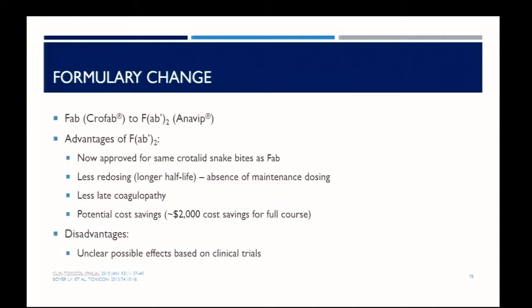So based on the formulary change, we are going to move from Fab to Fab2 at Erlanger. And just to highlight some of the key differences we talked about, some of the advantages of Fab2 is that it's now approved for the same snake bites as Fab. There's less redosing involved based on the longer half-life. And based on the absence of maintenance dosing, there's less reports of late coagulopathy. And there's a potential cost saving of $2,000 compared to Fab for a full course. And one disadvantage with Fab2 is it's unclear what the possible side effects are based on the clinical trials.